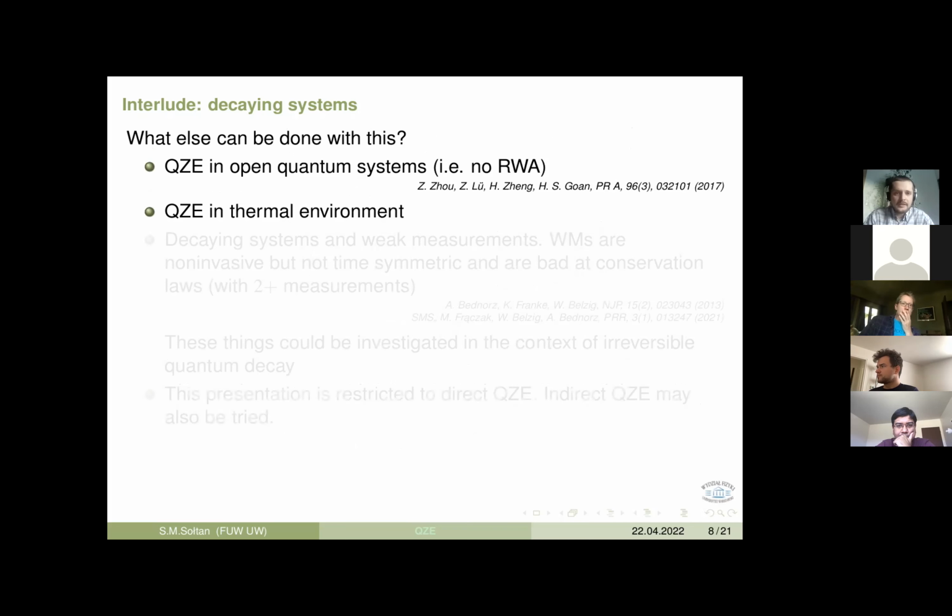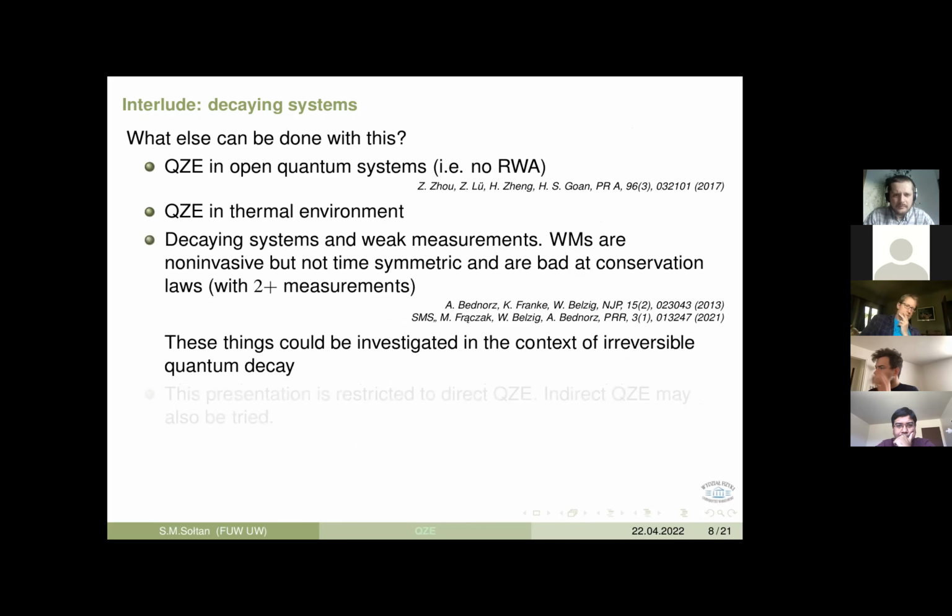Well, I think that the idea to try the thermal environment would be a good one too. And now, in general, the decaying system with weak measurements seems also like a good thing to investigate. Weak measurements have some interesting properties.